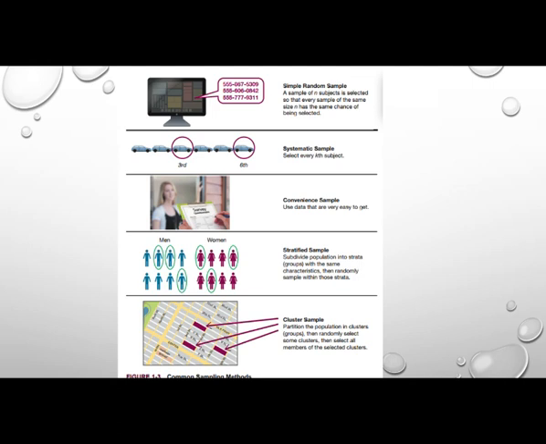Then stratified sample, if you know that the population that you want to sample from skews more female than male, say for example nursing students, maybe there are 60% females and 40% males, you would want to pull your sample to represent 60% female, 40% male. And that way you're as close to the overall population in your sample as possible. And then a cluster sample is when you partition the population in clusters, then within those clusters you randomly select. Then select all the members of the selected cluster.